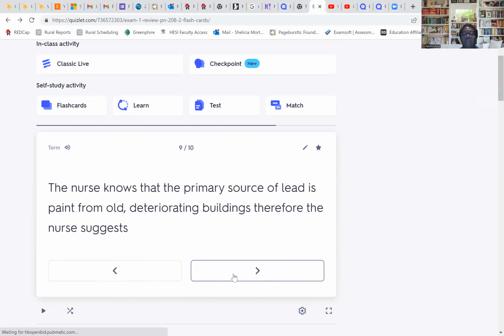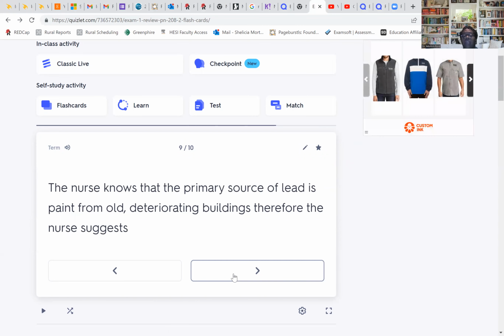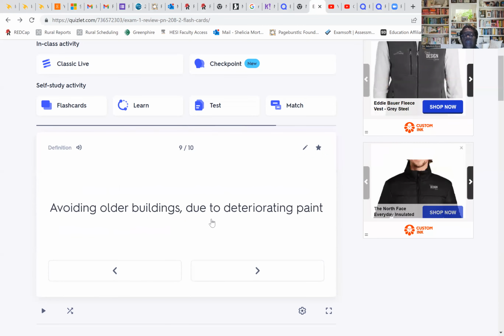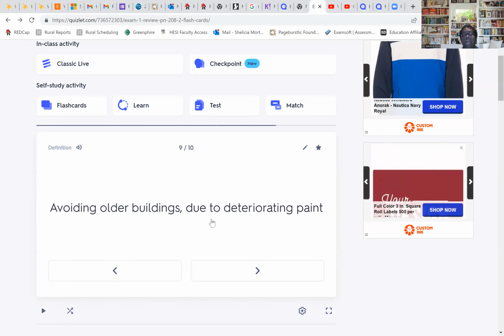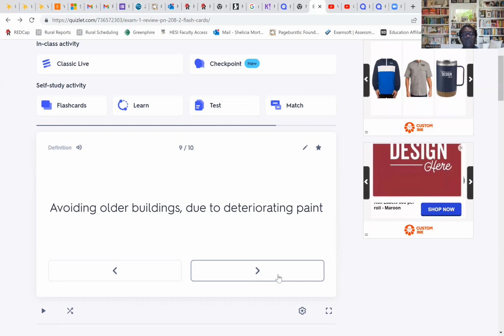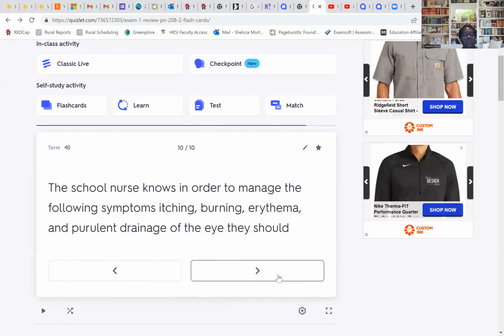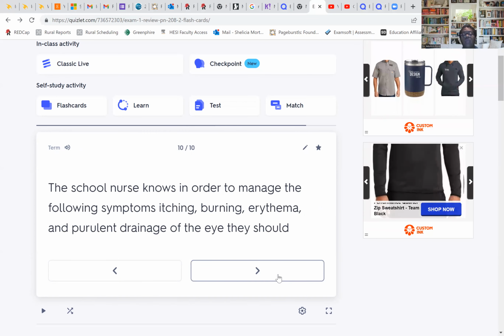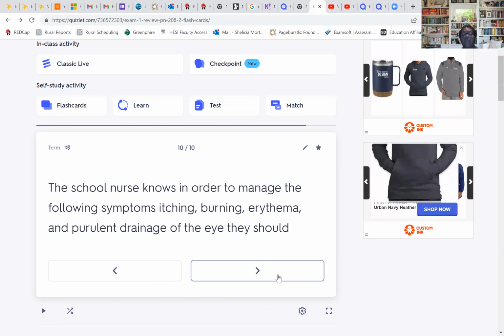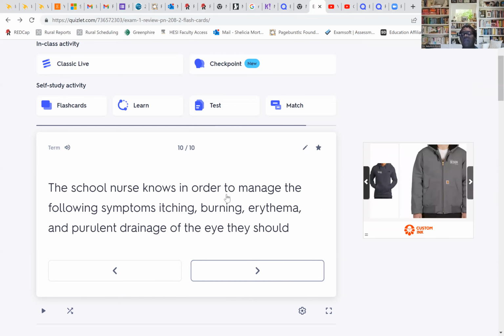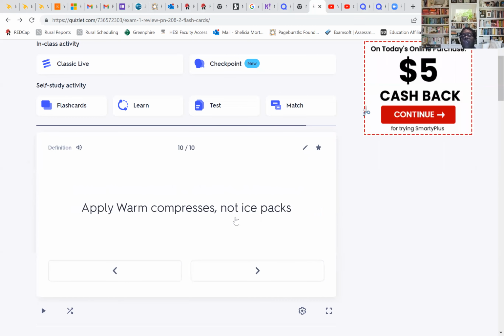The nurse knows that the primary source of lead is paint from old deteriorating buildings. Therefore, you should suggest avoiding older buildings due to the deteriorating paint. The school nurse knows that in order to manage the following symptoms: itching, burning, erythema, and purulent drainage of the eye, you as a school nurse should expect to apply a warm compress, not ice packs, in order to treat it.